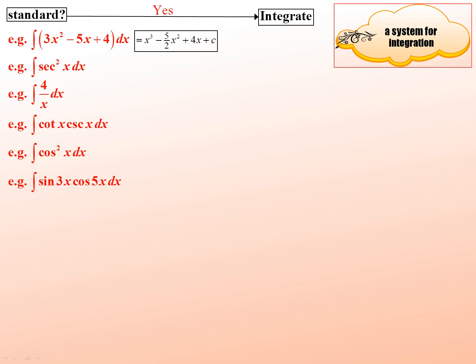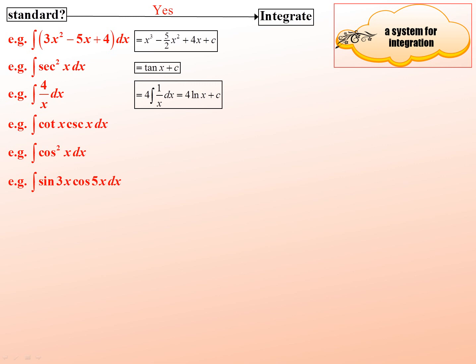Sec squared x, well, sec squared is the derivative of tan, so therefore tan of x plus c, there we are. 1 over x is the derivative of ln, so 4 over x. If we see this as 4 times the integral of 1 over x, then we end up with 4 ln x plus c.